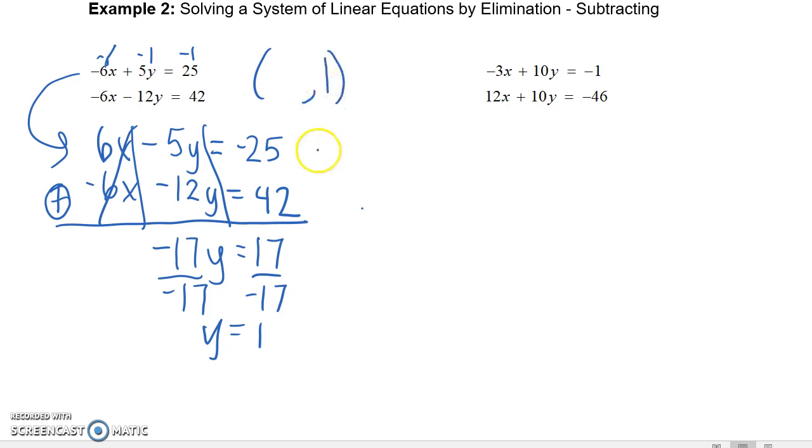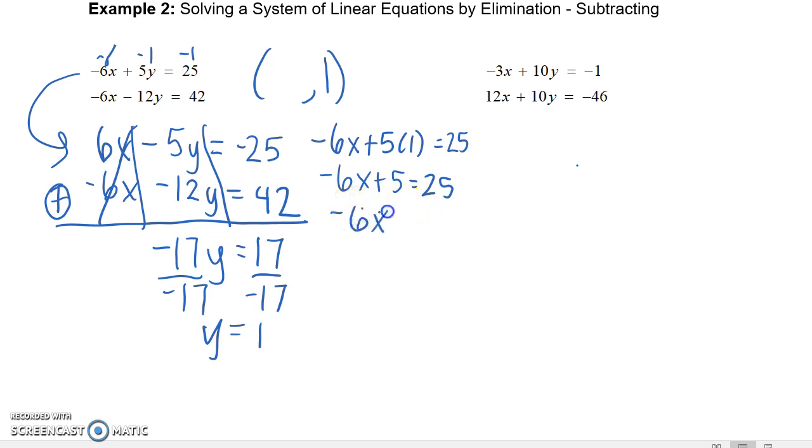Now I need to plug that 1 in to one of the two equations, -6x plus 5 times 1 equals 25. -6x plus 5 is 25. -6x, oh, I gotta subtract 5. -6x equals 20.